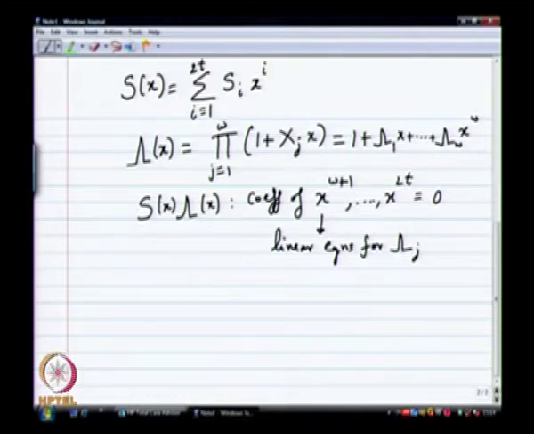So for that we use this definition of a matrix which I define as M of mu for some mu between 1 and t. What is M of mu?